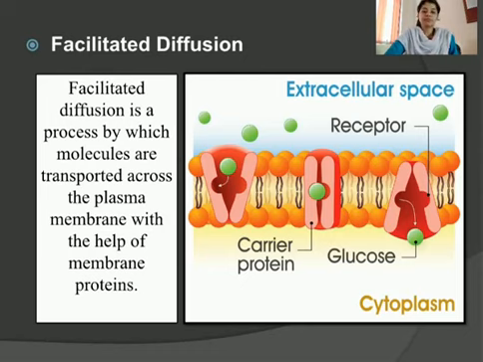So this particular diffusion is a process by which molecules can be transported across the plasma membrane with the help of a membrane protein, right? They need a protein, they need a receptor basically, to move from one area to the other. So with the help of that particular receptor or membrane protein, these substances can be transported across.